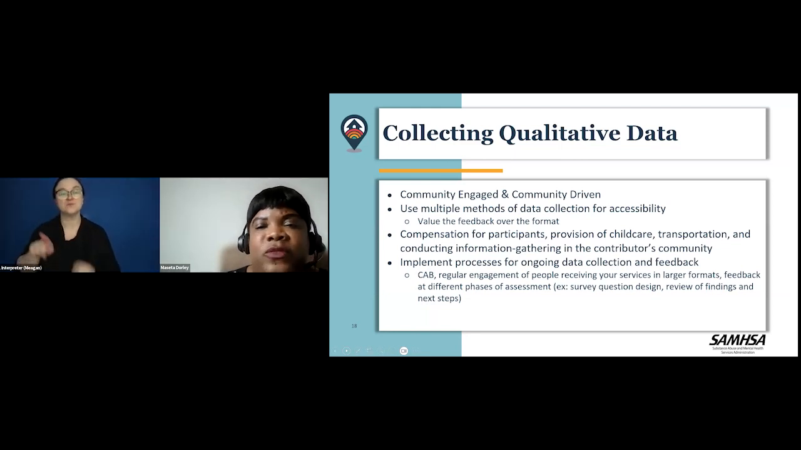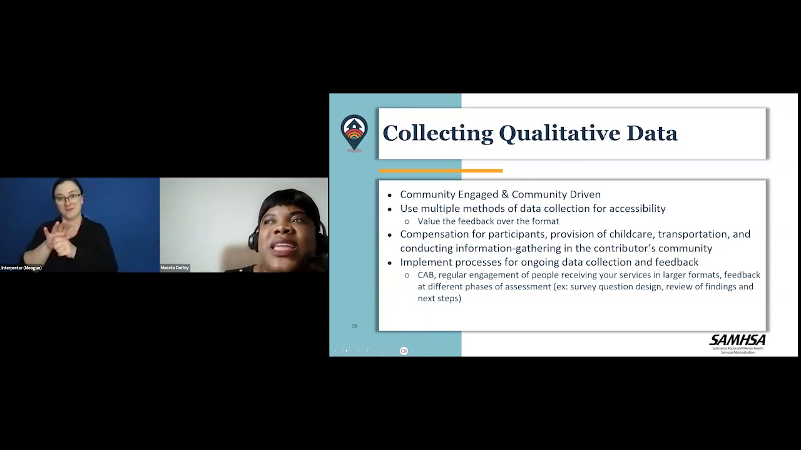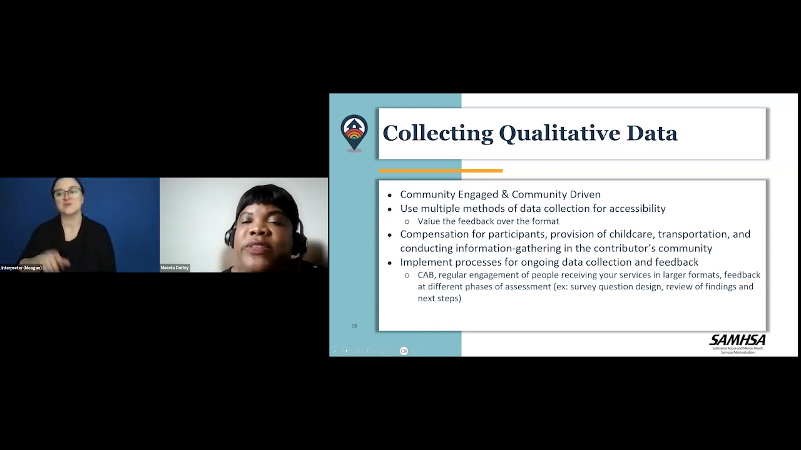Again, there should be compensation for participants, provision of childcare and transportation, and information gathering in the contributors' community, which speaks to being inclusive and accessible. I think COVID has taught us that we need to have flexibility within our service delivery structure, right? We're no longer in the space and time where if you don't come to our office, you can't get the support. We have to be flexible in meeting our community members where they are and expand our service delivery for accessibility and inclusiveness, right?